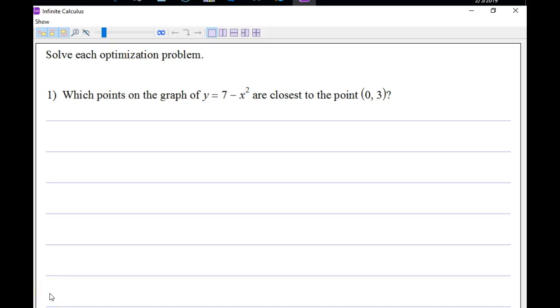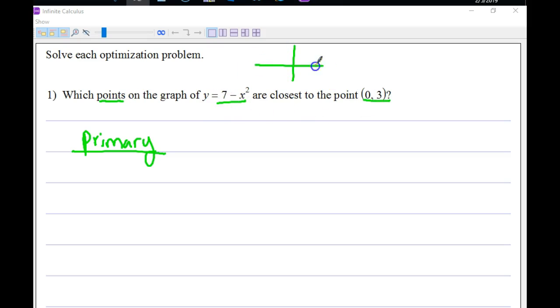Okay, this is an interesting one. We're looking for the point that's closest to the graph of y equals 7 minus x squared. So now this one's kind of tricky. My primary equation. Well, what am I trying to do? I'm trying to find the point at which this point is closest to this point.